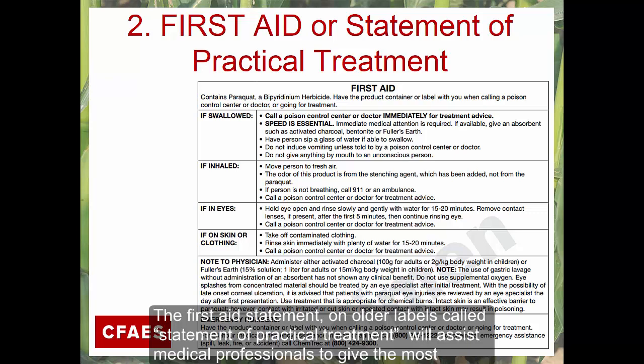The next section of a pesticide label that I want to discuss is the first aid statement. In older pesticide labels, this was called the statement of practical treatment. This is an important section in case you experience a pesticide exposure event, either yourself or another person. It tells you what to do. And very important, if you need to seek medical help, do take the pesticide label with you because it will assist medical professionals in giving you or another person the most effective treatment in case of an exposure.